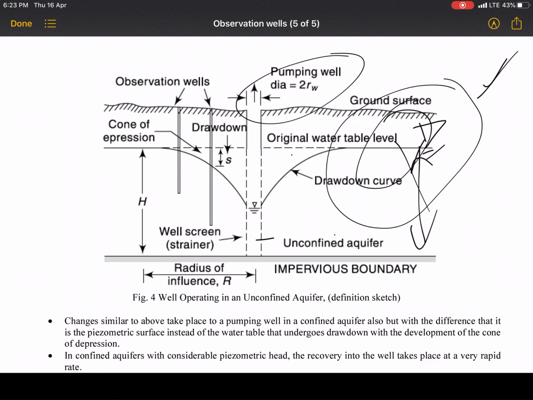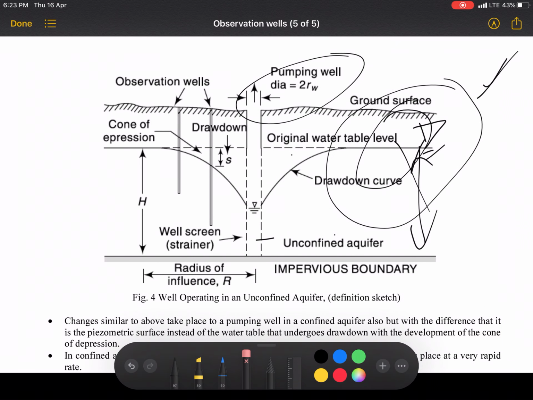In the next class, we are going to derive the equation for this Q depending upon the conditions of confined and unconfined aquifers. So just check out Dupuit's equation and Thiem's equation. If you have seen this before the lecture, it will be helpful for you.